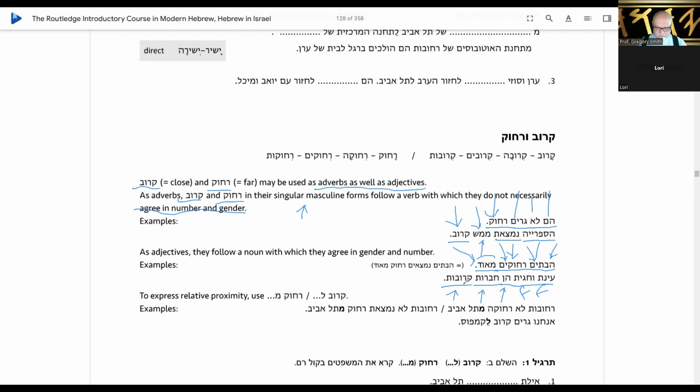Wait a minute. I thought that, okay, I was wrong about that. Karov is close. They are close friends. That's not having to do with distance. It has to do with their relationship. Isn't that interesting how this can be used? That's far. This is close. Karovot, they are close friends. Einat v'hagit, hen havarot karovot. If you're a woman and you're close friends with another woman, this is how it would be described from the third person.